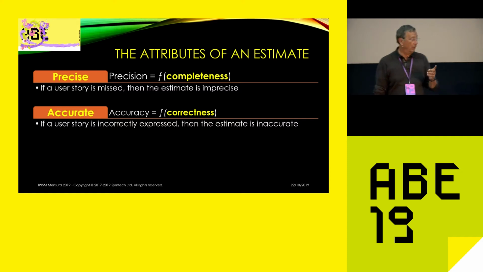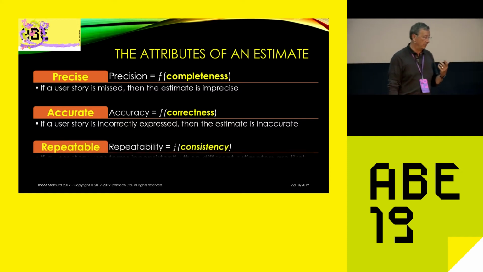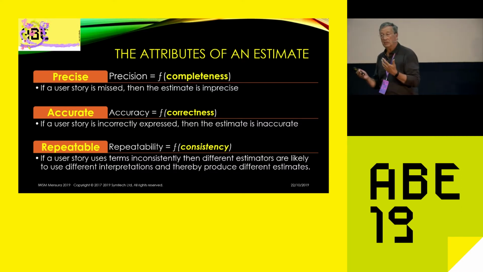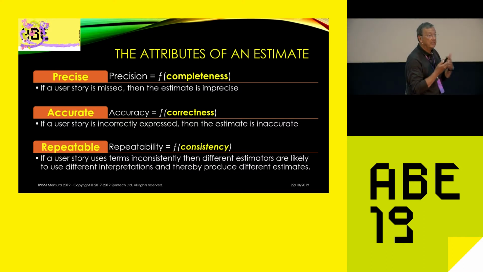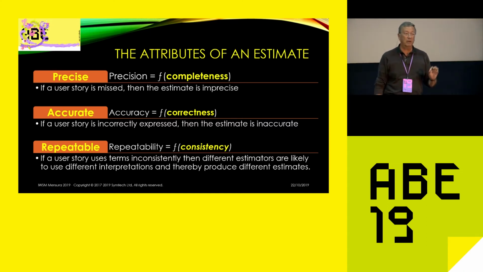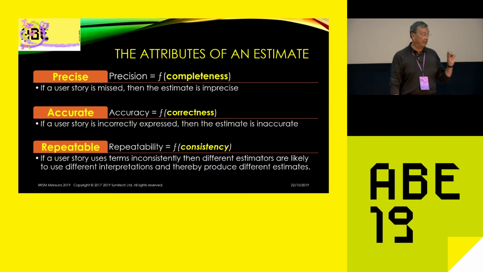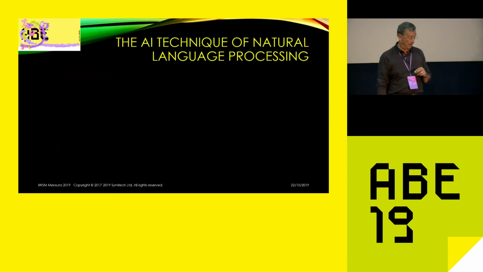And finally, you want that estimate to be repeatable. And repeatability, for me, is about consistency. Because if a user story uses inconsistent terms, then different estimators will make different assumptions, and we're going to get a different result. It's not going to be repeatable. So those are the things I'm going to aim for. I want it to be precise, accurate, and repeatable. And for that, it needs to be complete, correct, and consistent.